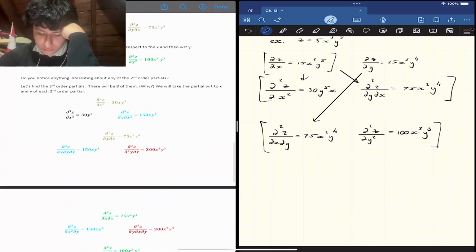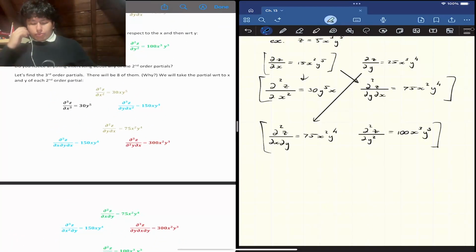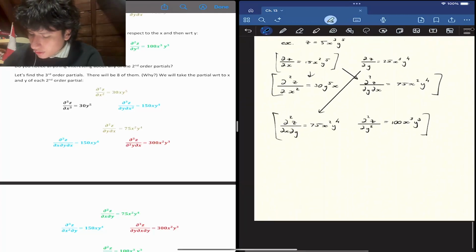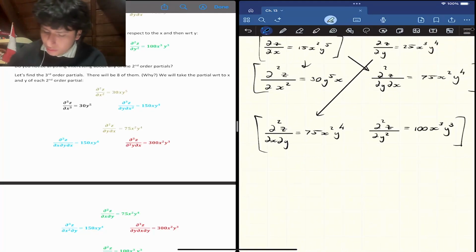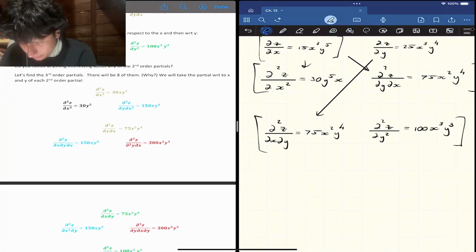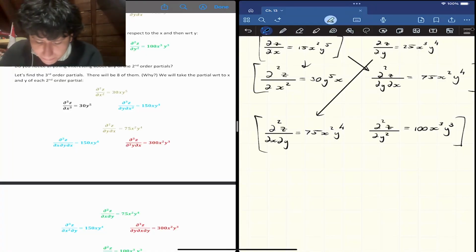Wow, there is absolutely more. Okay, let's take the third order partials. There will be 8 of them. We will take a partial with respect to x and y of each second order partial. So it would be, for example, 2 for this one, 2 for this one, 2 for this one, 2 for this one. So 2 times 2, 2 times 1, 2 times 4, which would be 8.